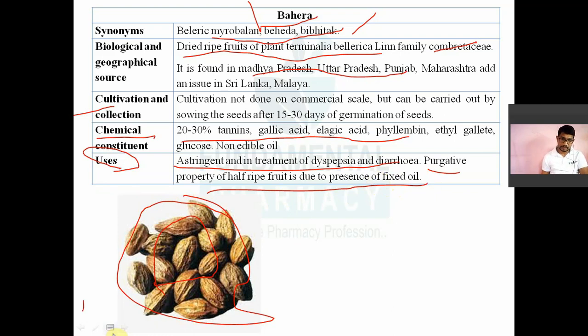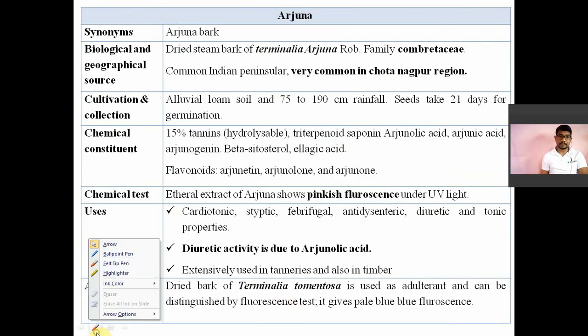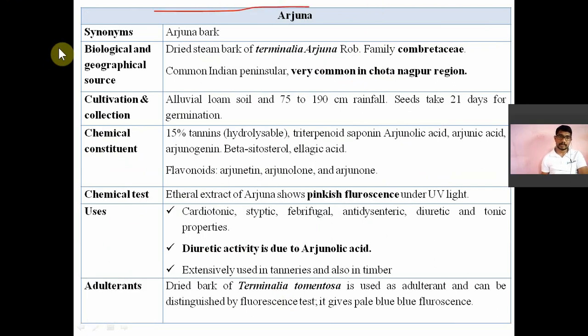We'll see the next drug, Arjuna bark, or Arjuna. It's a bark obtained from this plant. Biological source: dried stem bark obtained from Terminalia arjuna, family again Combretaceae. Terminalia chebula is the chebulic myrobalan. Terminalia bellerica is the belleric myrobalan. Terminalia arjuna also belongs to family Combretaceae. All belong to family Combretaceae. It is common in the Indian Peninsula region and very common in the Chota Nagpur region. Terminalia arjuna.